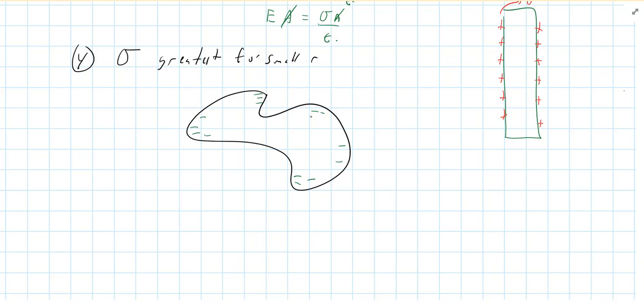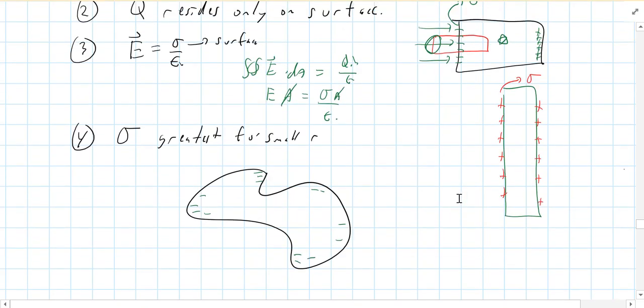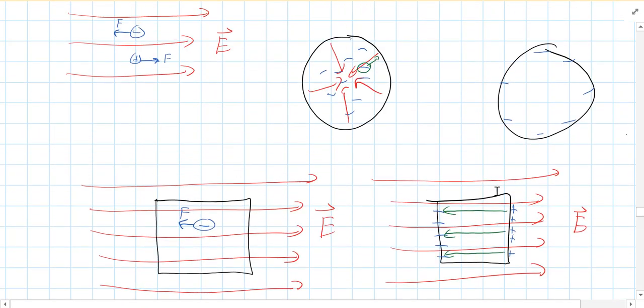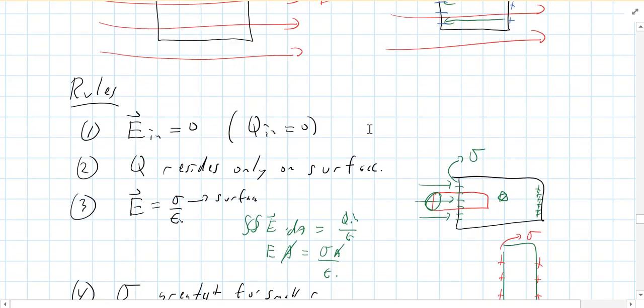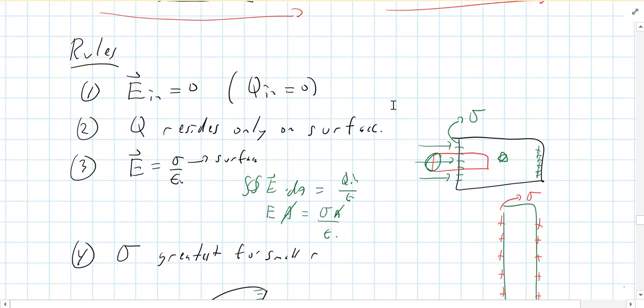Okay. Now, in the next 2 videos, we're going to do some examples with different shapes for conductors and different charge distributions on the surfaces of conductors. But if you remember these rules and what happens, figuring out the answers to any kind of question that you might be asked about charges on conductors is actually relatively easy.